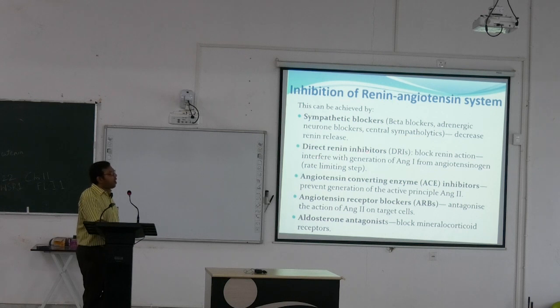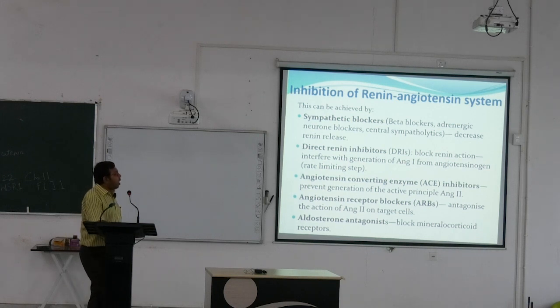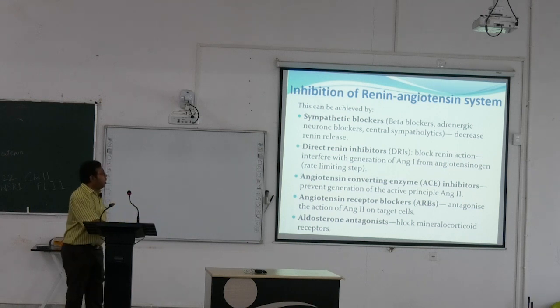Now coming to the direct renin inhibitors. They block the renin action. They interfere with generation of angiotensin 1 from angiotensinogen, which is the rate limiting step. The most common drug of this group is aliskiren. Okay, aliskiren is the drug under the direct renin inhibitors.